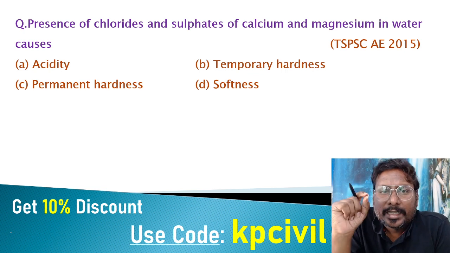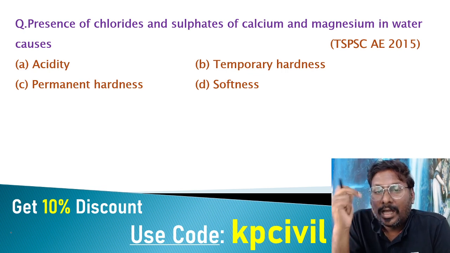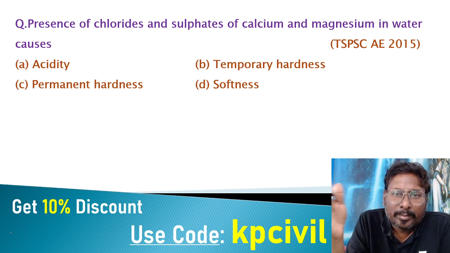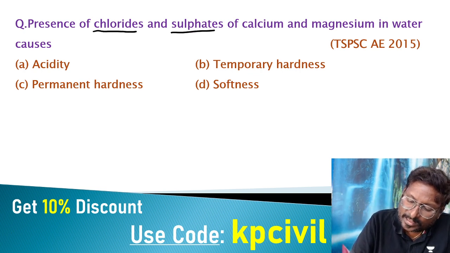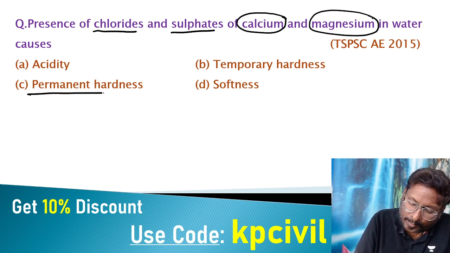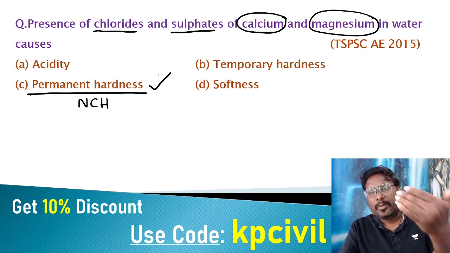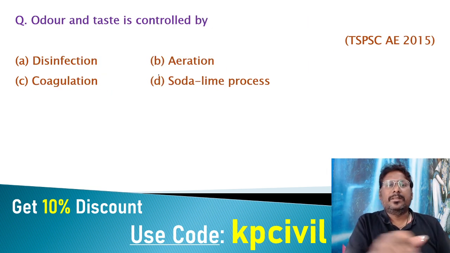Presence of chlorides and sulfates of calcium and magnesium. Already we have given the classification: temporary hardness, permanent hardness, carbonate hardness, non-carbonate hardness. Chlorides and sulfates of calcium and magnesium lead to permanent hardness, non-carbonate hardness. If it is carbonates and bicarbonates, that is temporary. If it is chlorides and sulfates, it is permanent.